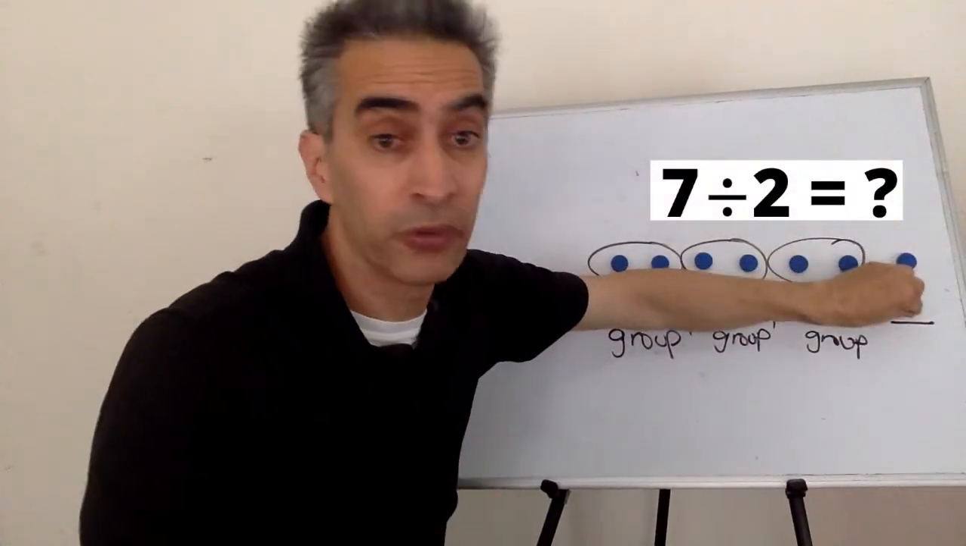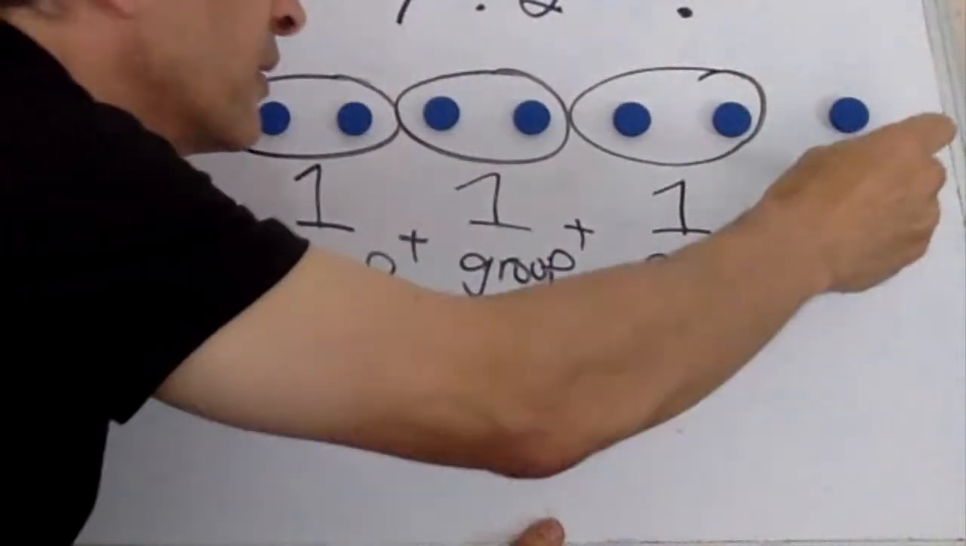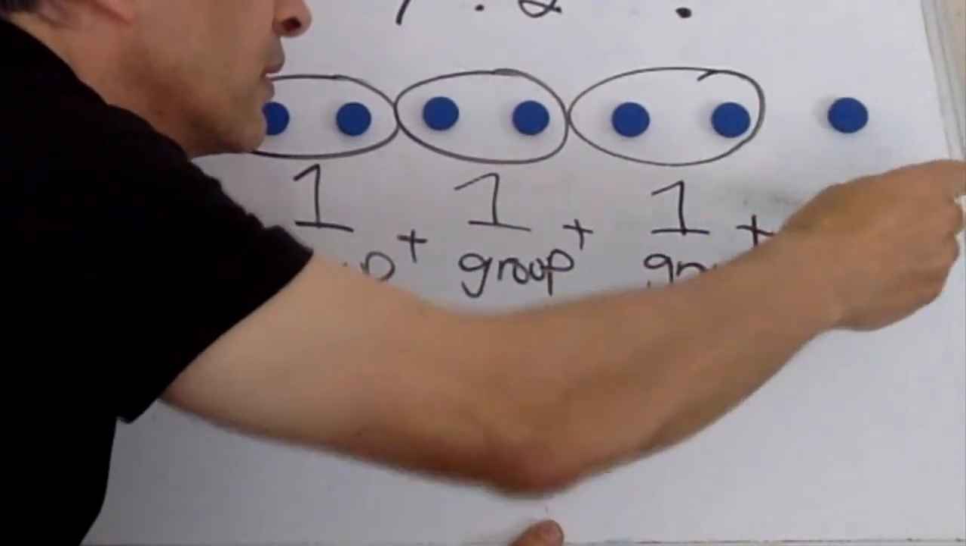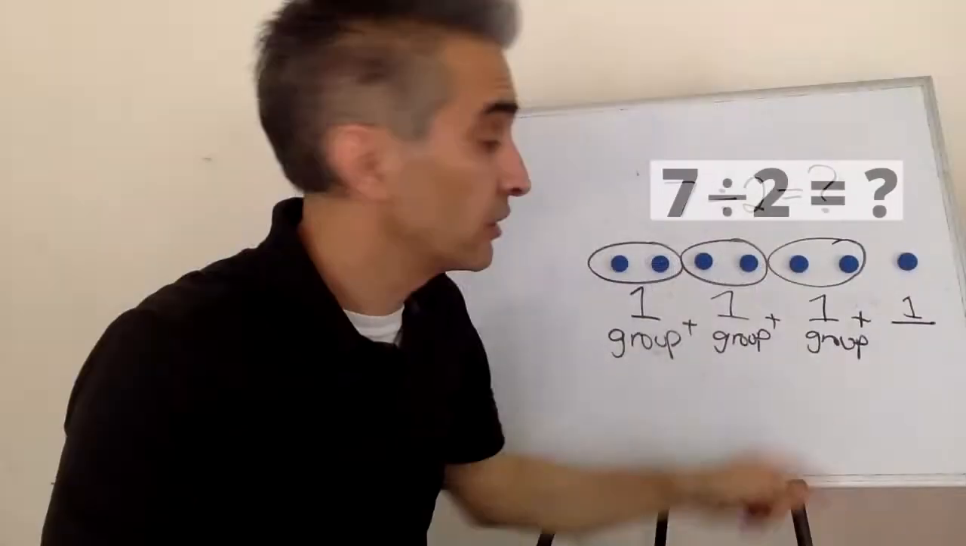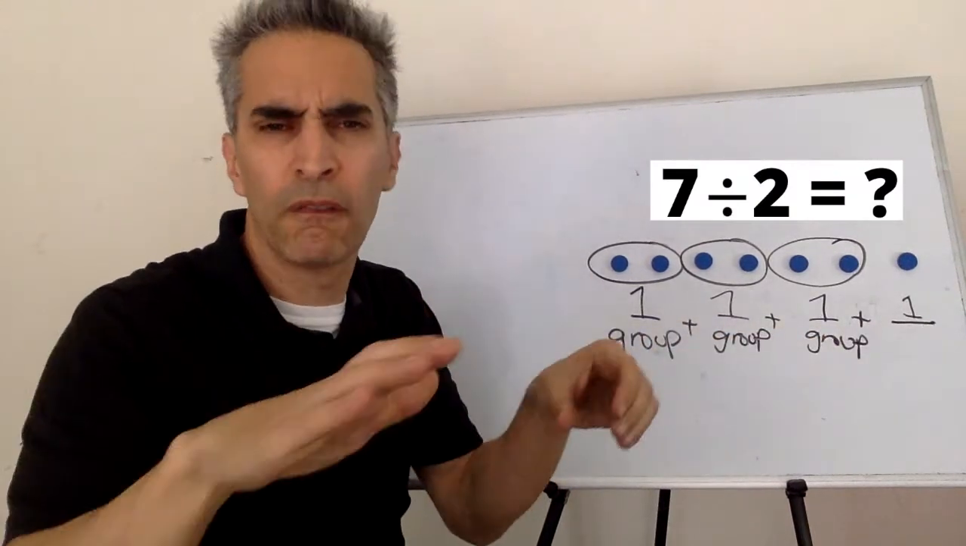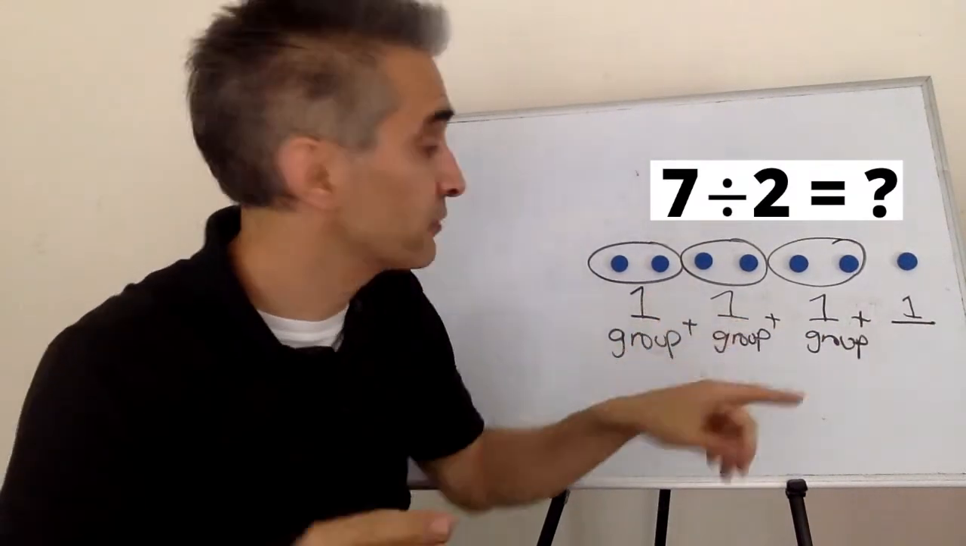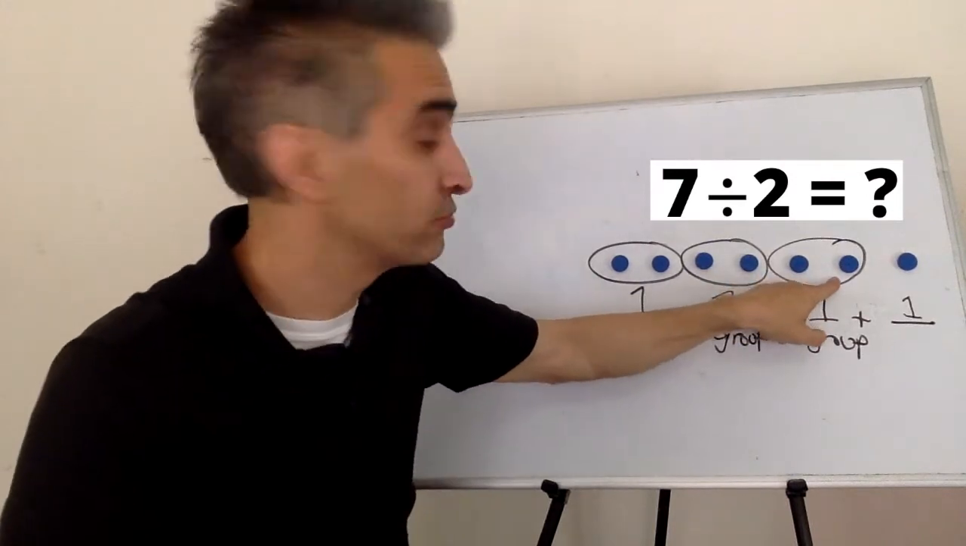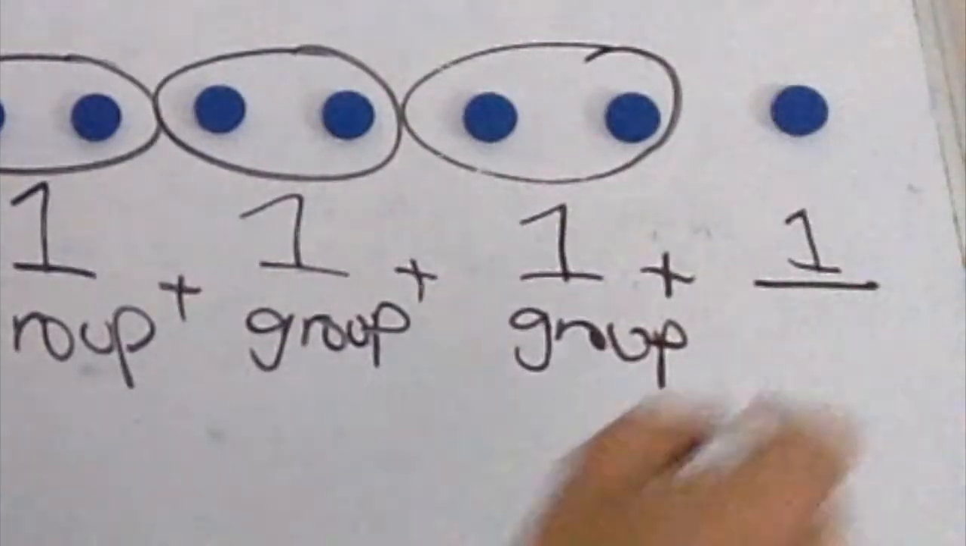This 1 we're going to put right here on top. And here in the denominator, this has to be a full group. And a full group has 2 in it. So we'll put that there in the denominator.